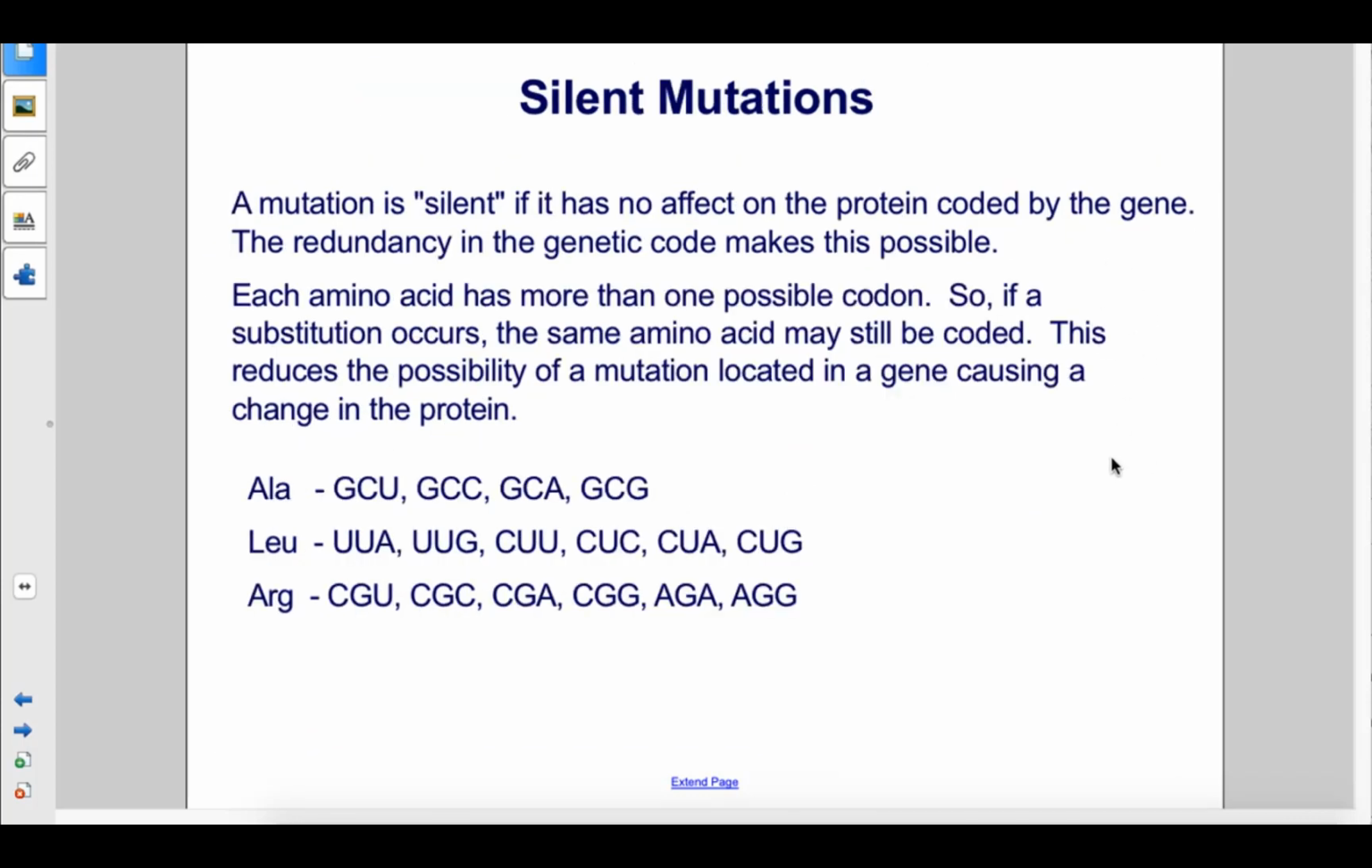A mutation is silent if it has no effect on the protein coded by the gene. The redundancy in the genetic code makes this possible. Each amino acid has more than one possible codon. So, if a substitution occurs, the same amino acid may still be coded. This reduces the possibility of a mutation located in a gene causing a change in the protein.